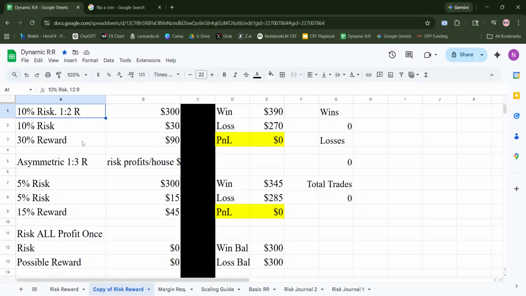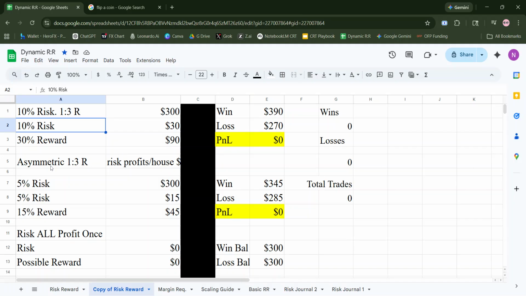The first risk management strategy: I'm just going to start with a $300 balance, and we're going to risk 10% of our account to try to make 30%, a 1 to 3 risk to reward ratio. This says 1 to 2, it should be 1 to 3, so we'll change that. All right. Now, this is risky because 10% is a large chunk of the account. That's all we're going to do. We'll just compound the profits and see what happens.